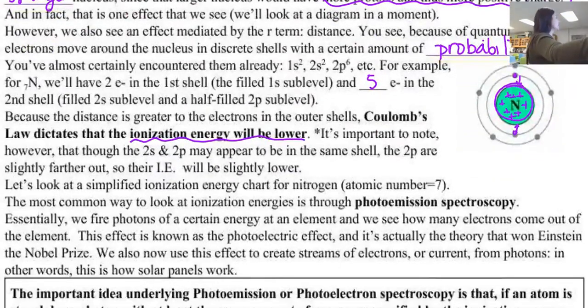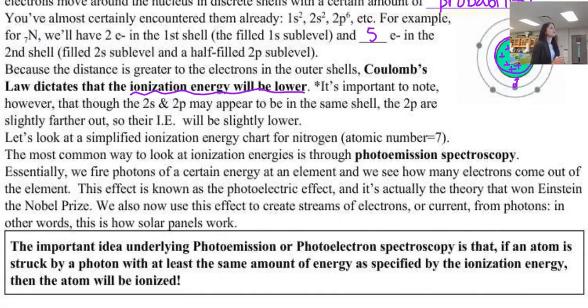Okay, let's look at a simplified ionization energy chart for nitrogen. The most common way to look at ionization energies is through what is called photoemission spectroscopy, or PES. Essentially, they fire photons of a certain energy at an element, and they see how many electrons end up coming off. So this is known as the photoelectric effect, and Einstein actually got a Nobel Prize for this. We also now use this effect to create streams of electrons or current from photons. In other words, this is really even how solar panels work.